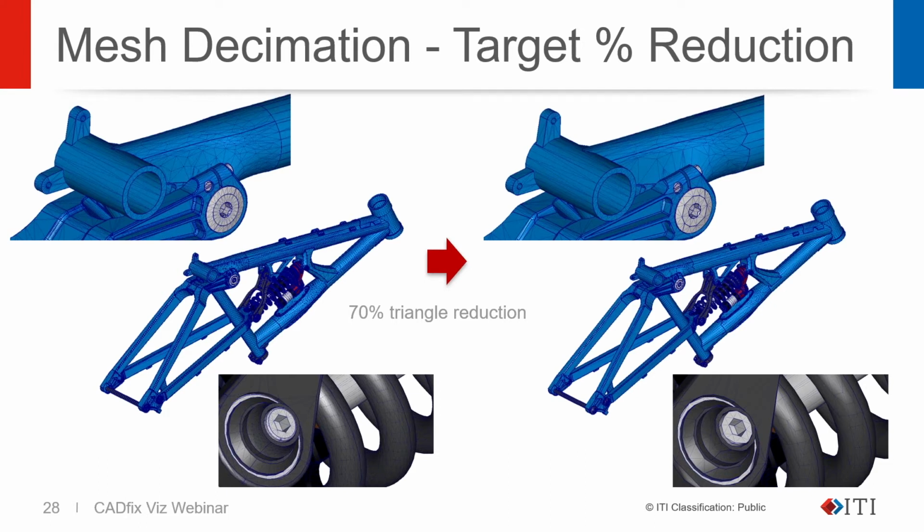So decimation doesn't actually do any defeaturing. It doesn't remove any features from the model. It doesn't remove any components. What it will do is it will take areas of high complexity like this, and it will swap out triangles to form a more crude mesh.